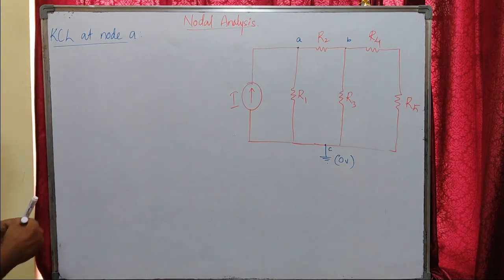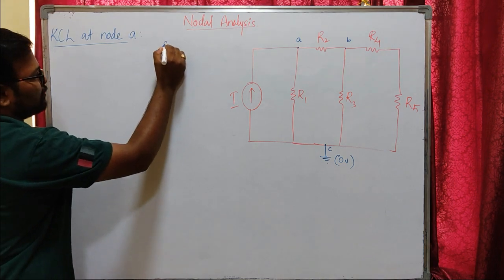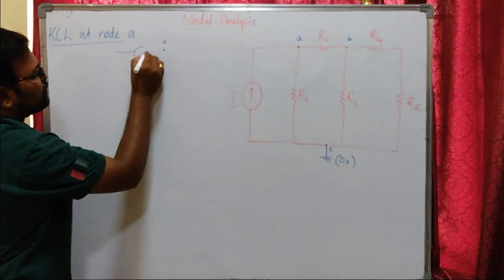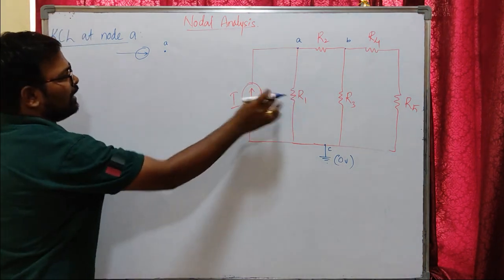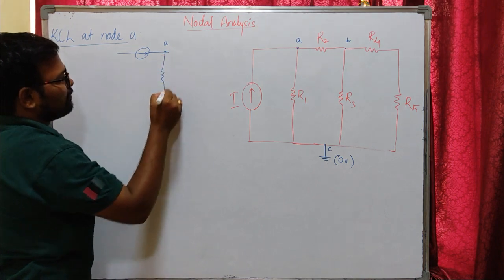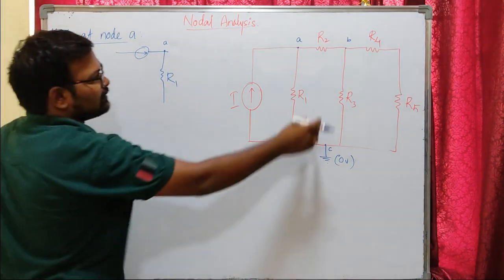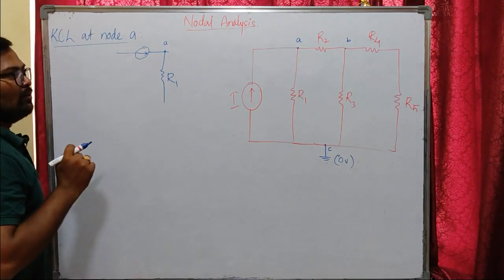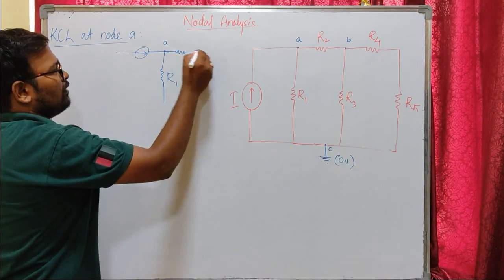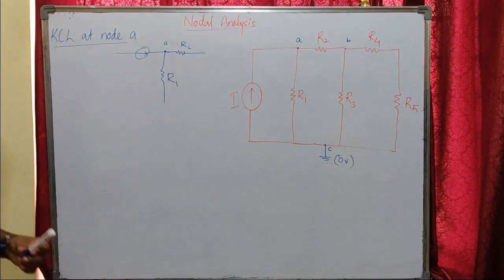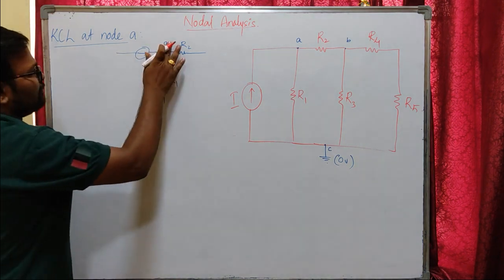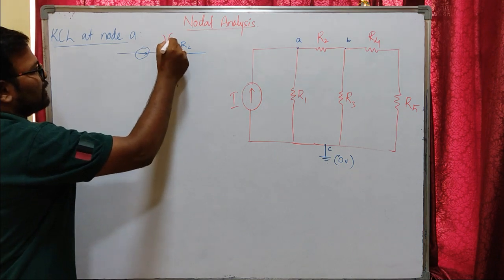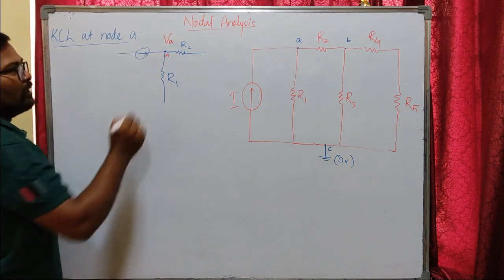Let us draw the circuit. I am going to draw the node A circuit here. So this is our node A. Here one current source is connected, and the second element connected to node A is the R1 resistor. The third element connected to node A is R2. So these 3 are the elements connected to our node A. To write KCL we need the voltage at node A, which we have assumed as VA.